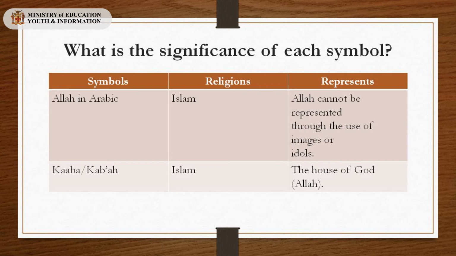Allah in Arabic is a representation of Islam. Allah cannot be represented through the use of images and symbols. And the word Allah written out is also used as a representation of the religion Islam. The Kaaba, in Islam, represents the house of Allah, the Muslim God.